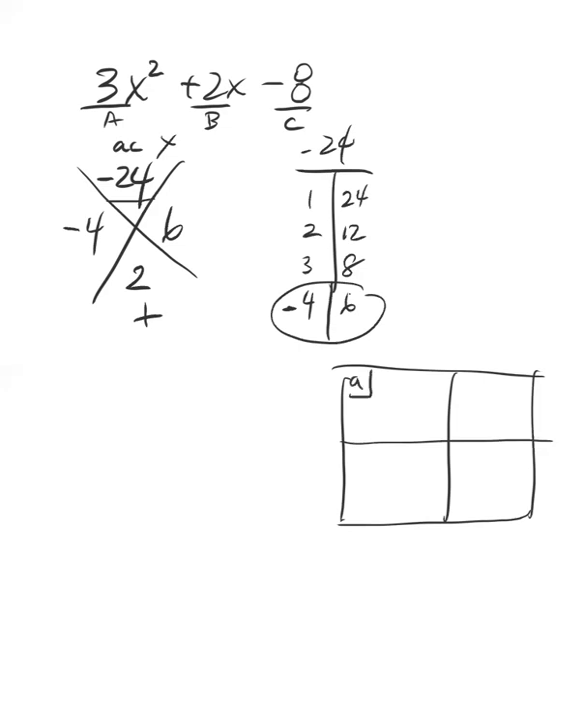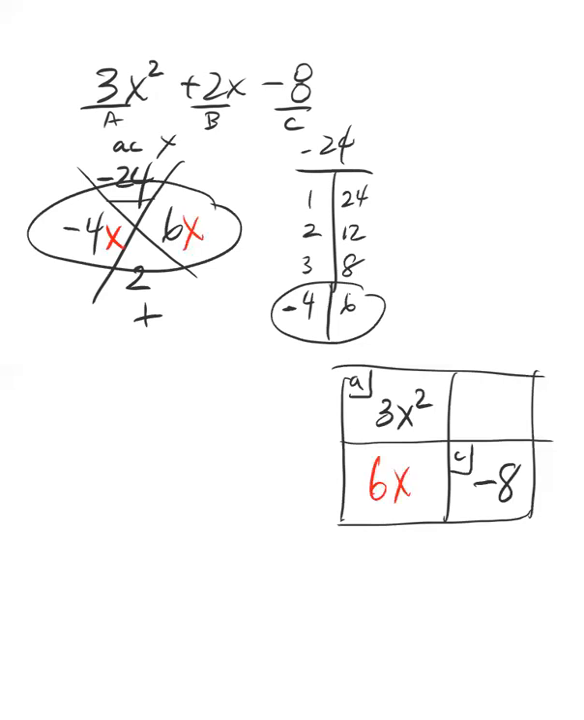Again, a goes in here, 3x squared. My c goes in here, negative 8. And remember these guys, again, when we write it into the box, needs to have an x. I'll put the 6x here and the negative 4x here. Okay.